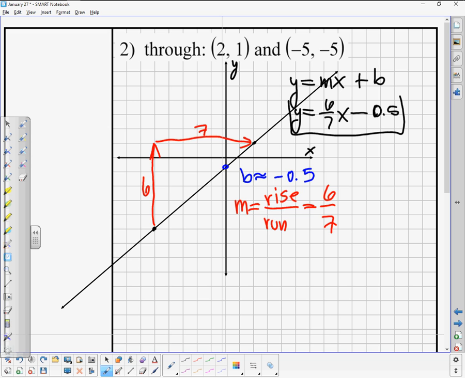Okay, so for all the problems they gave you, if you do the graph, some of the problems will be a lot easier. Okay, thank you.